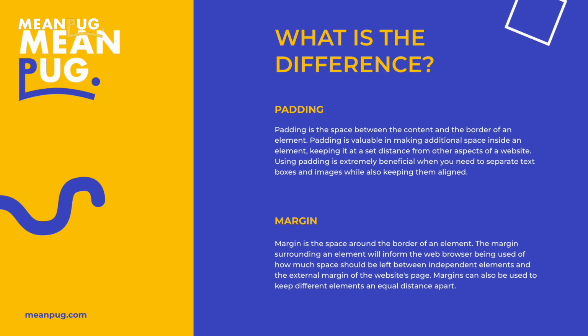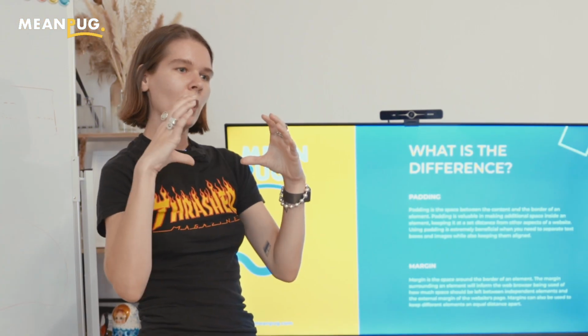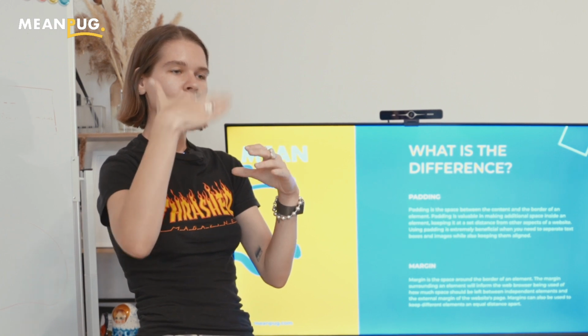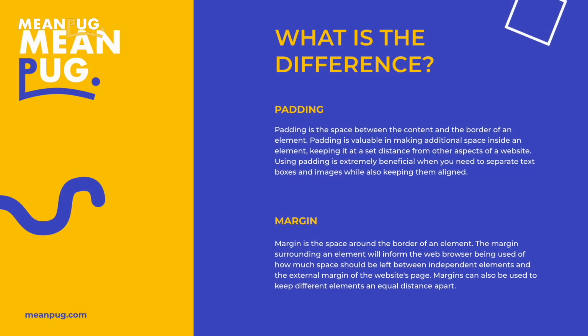So padding is valuable in making additional space inside an element, keeping it a set distance from other aspects of the website. For example, you have a blog that has a title and body copy. It's one block. So the spacing between header and body copy is going to be called padding, right? And margin is the space around the border of an element. The margin surrounding an element will inform the web browser how much space should be left between independent elements and the external margin of the website's page.